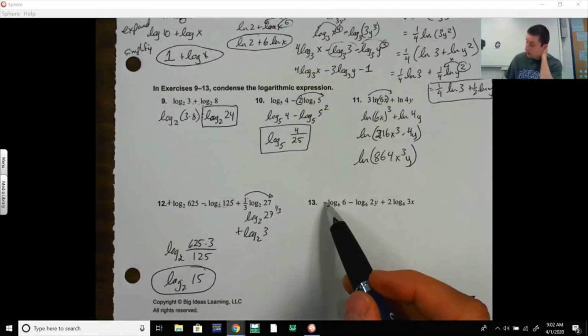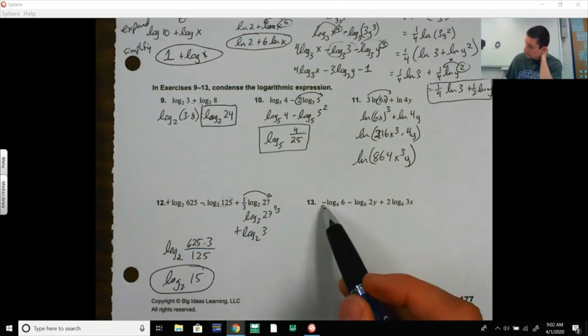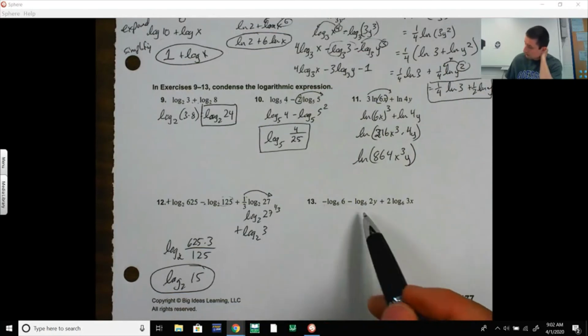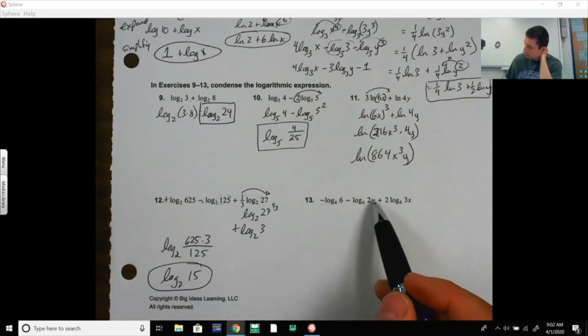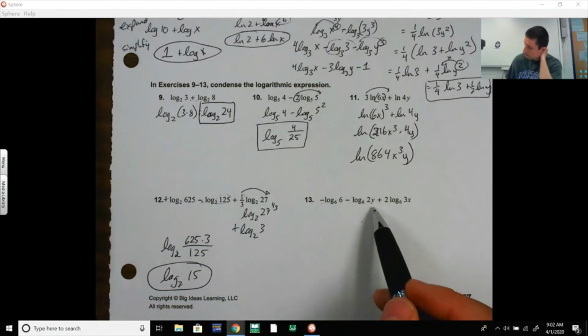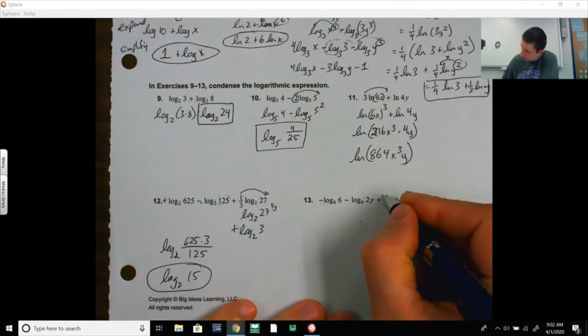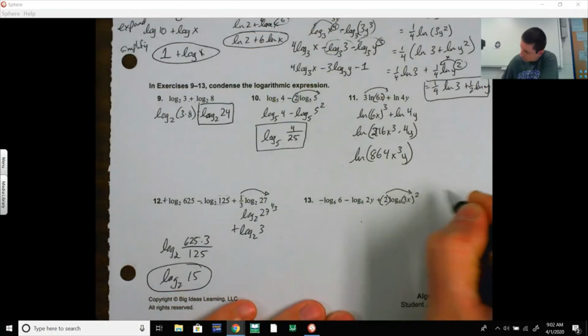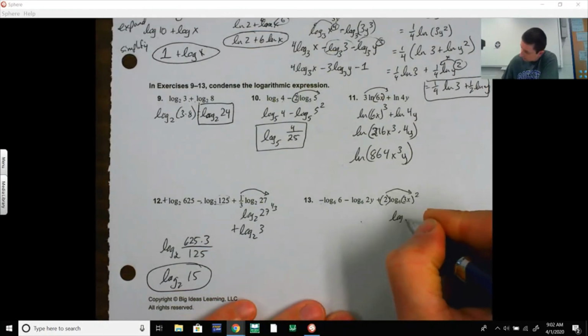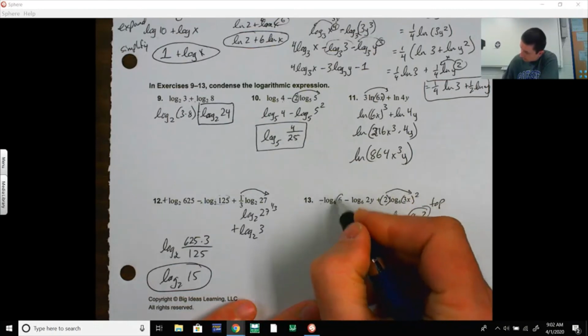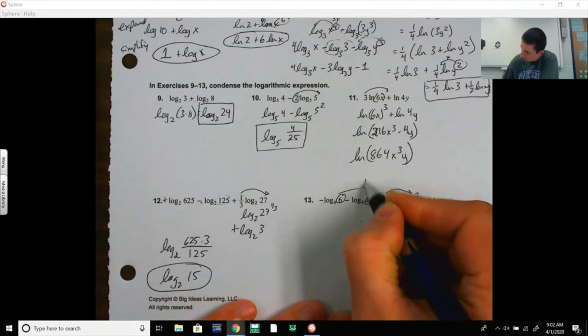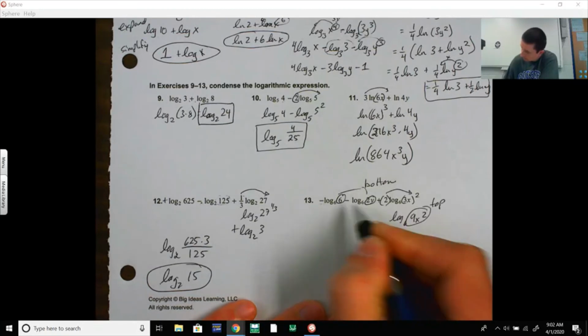Okay, negative log base 6 of 6. Okay, that negative is going to go on the bottom. Minus log base 6 of 2y, so that 2y will go on the bottom. And then we have 2 log base 6 of 3x. So here's my frog. Jump it over. 3x squared. That's going to be log base 6 of 9x squared. So this part's going to be on the top. This part and this part, those two are going to be on the bottom because they're following a minus.